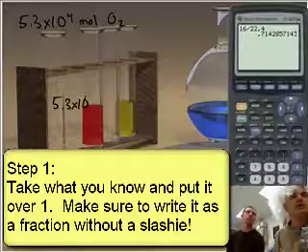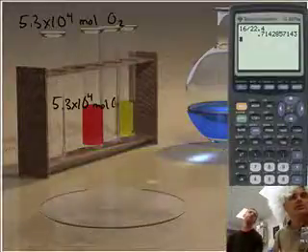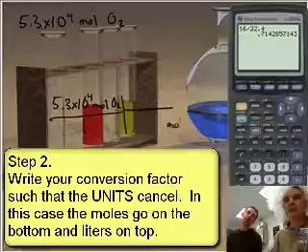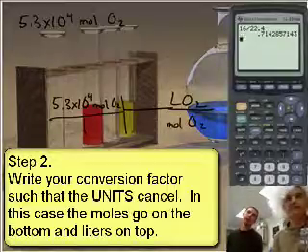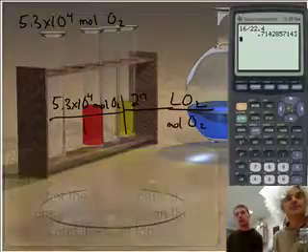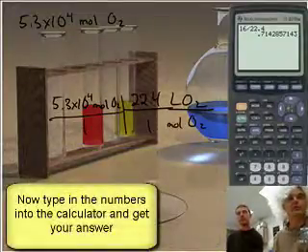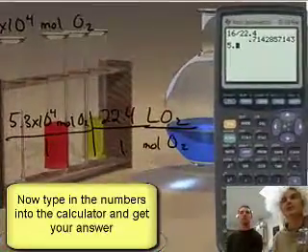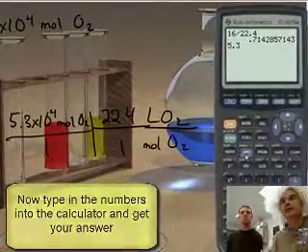Okay, so start with what you know. 5.3 times 10 to the 4th moles of O2 over 1. Always put over 1. And then I want to say moles on the bottom, moles of O2, and liters of O2. Assume it's at standard temperature and pressure. The 1 goes with the mole. 22.4 liters and 1 mole. So we're just going to multiply these. We have scientific notation.